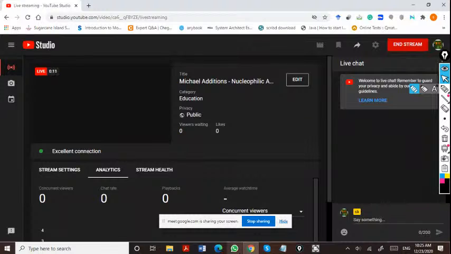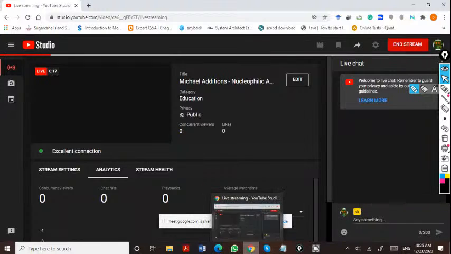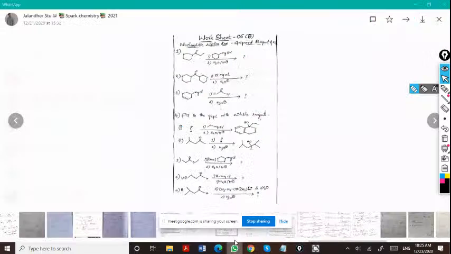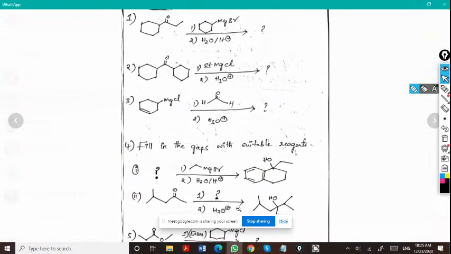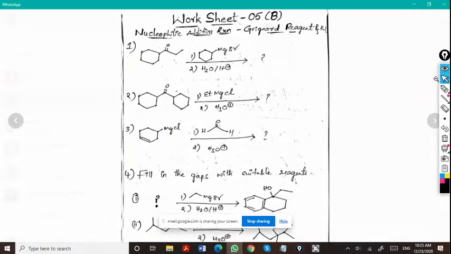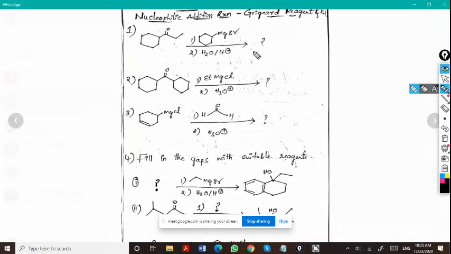Alpha beta unsaturated additions. Generally they are called Michael additions. Before that, let me discuss the workouts. These are the last class workouts, which are based on the Grignard reagent.